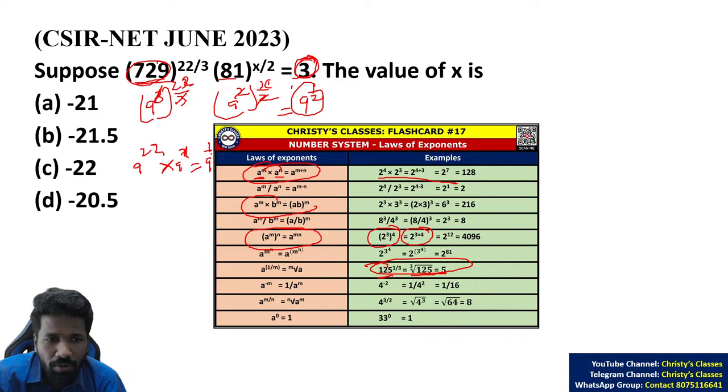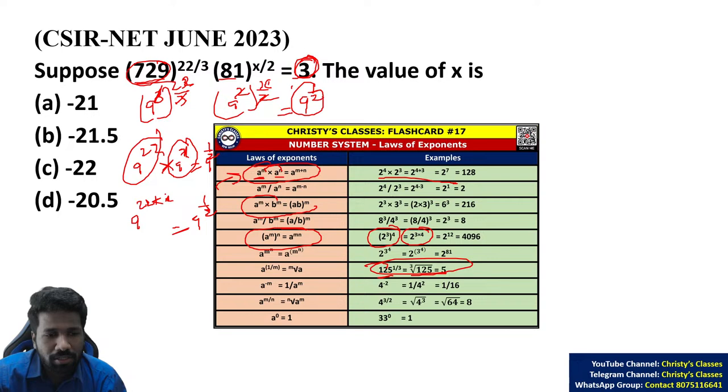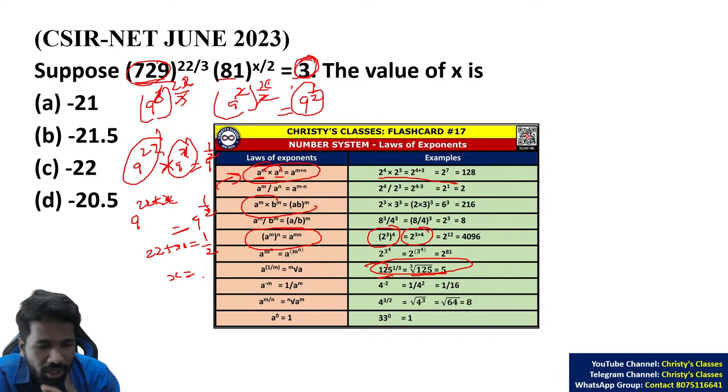Abhi ye teeno basis 9 ho gaya. Now, a raised to m into a raised to n form is this, na? This identity we just discussed. 9 raised to 22 into 9 raised to x is 9 raised to 22 plus x. That is equal to 9 raised to half. Abhi left hand side may be 9 raised to something, right hand side may be 9 raised to something. So you can equate the powers. 22 plus x equal to half. 22 plus x equal to half means x is equal to half minus 22. 22 minus half, 21 and half. So half minus 22, minus 21 and half, hai na? Minus 21 and half means minus 21.5.